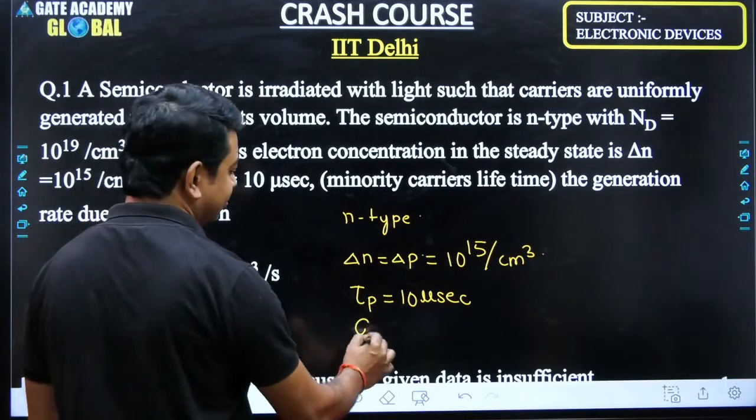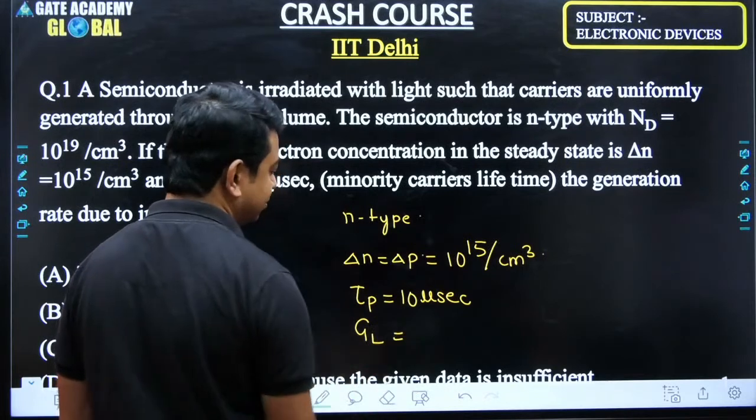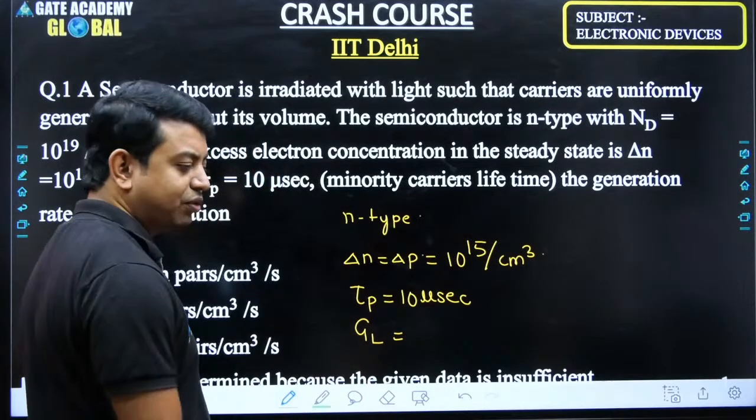Generation rate means we can find out here G optical, or G light, which is the generation due to light. We have to find out the answer.